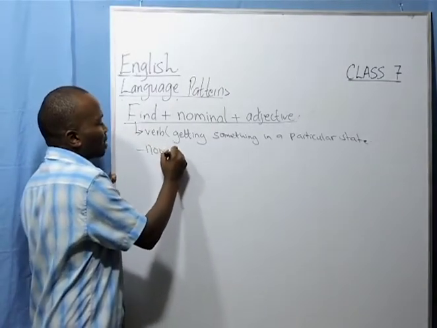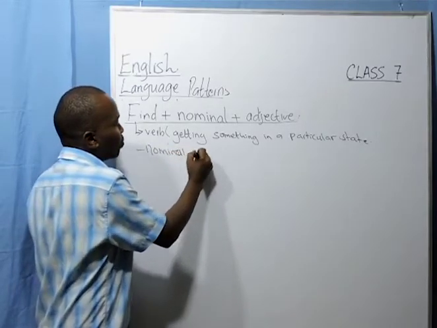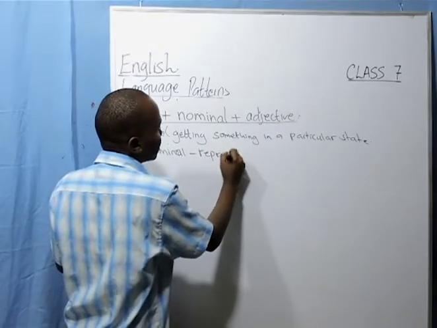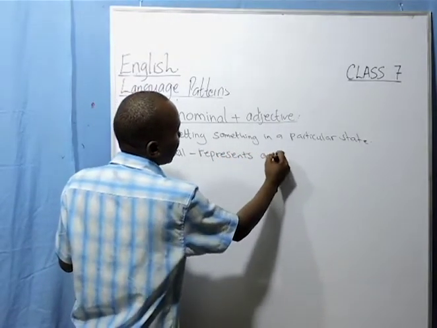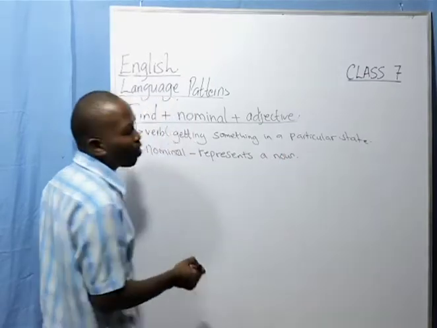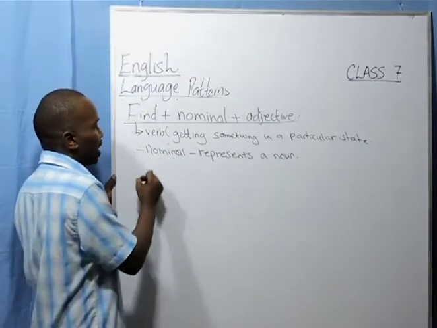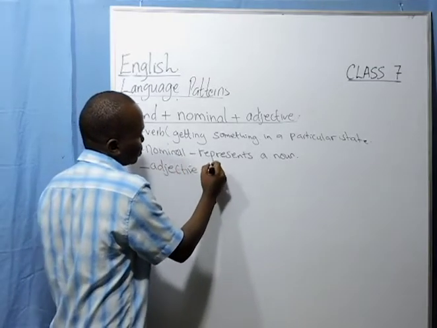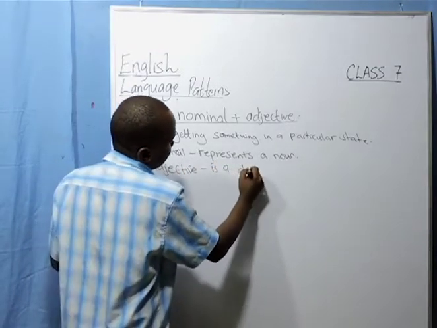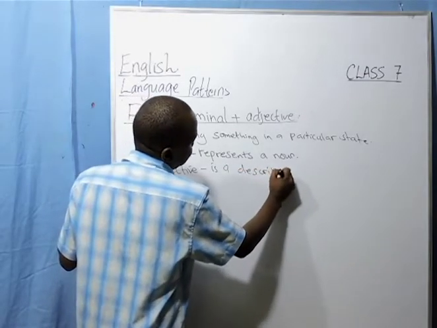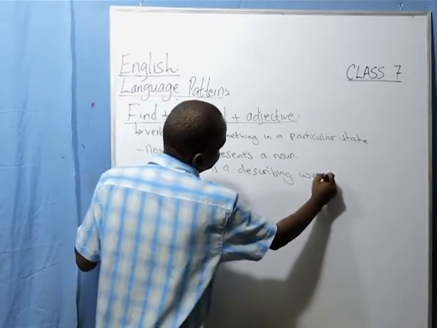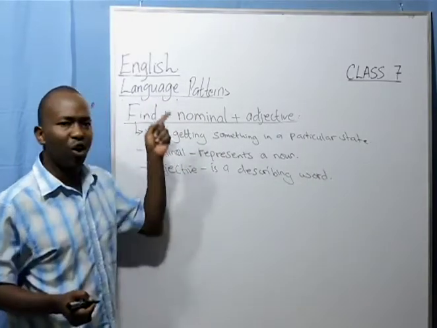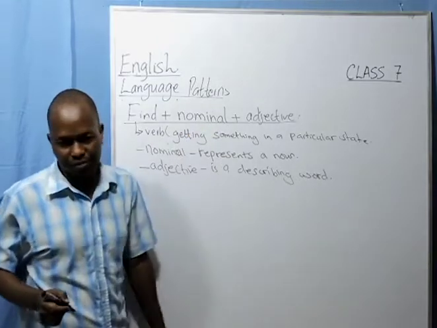Nominal, having looked at it earlier on, we said is a word that represents a noun, a pronoun or a noun that represents a noun. And then, of course, an adjective. Adjective is describing what. So, how do we then use this pattern of find, nominal plus an adjective?